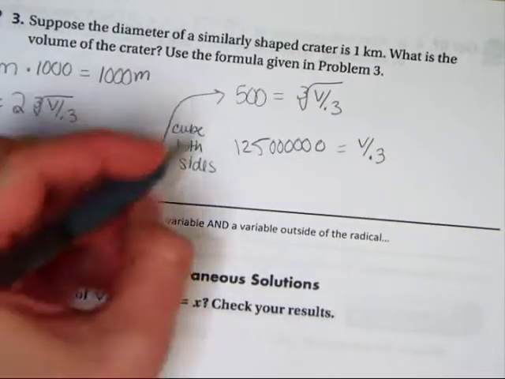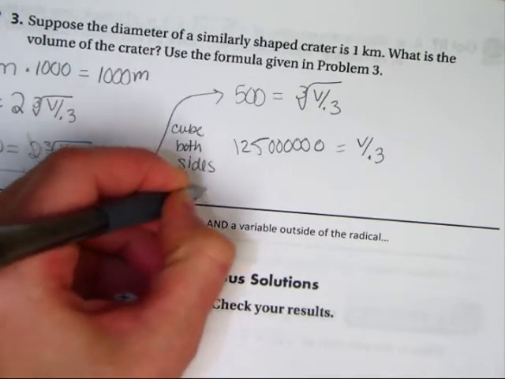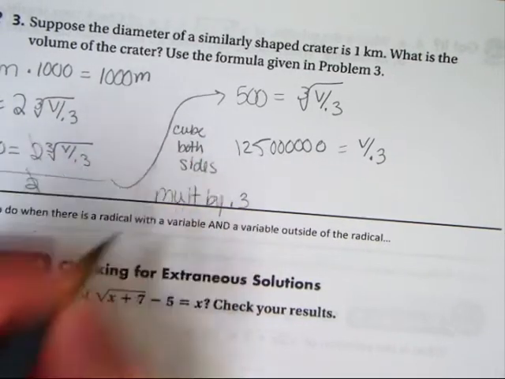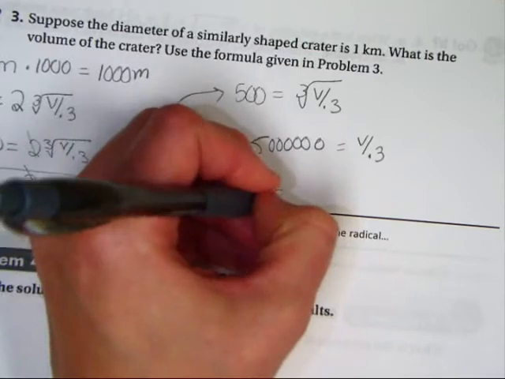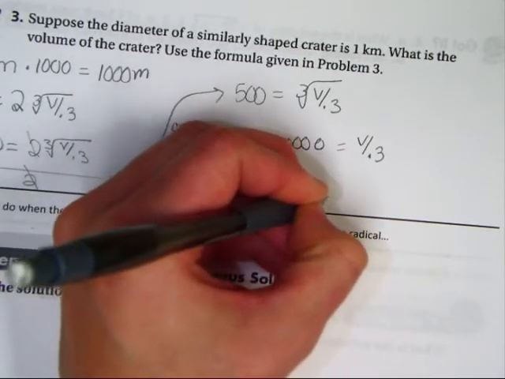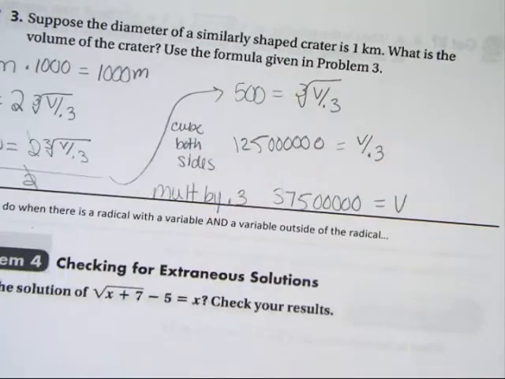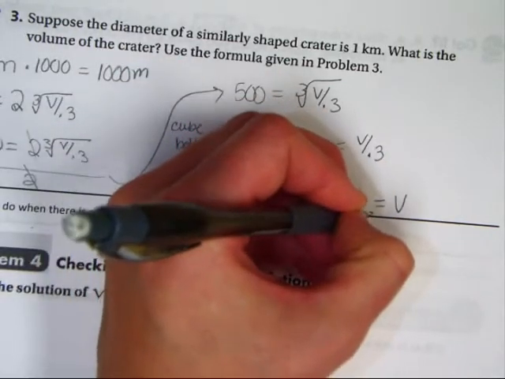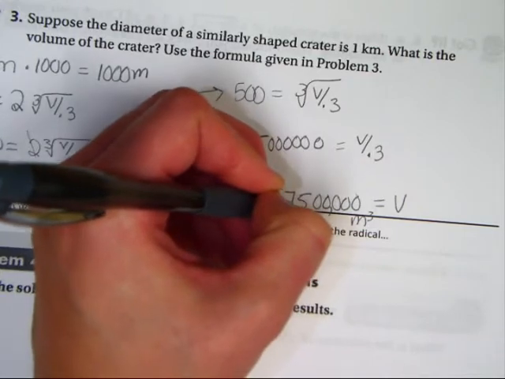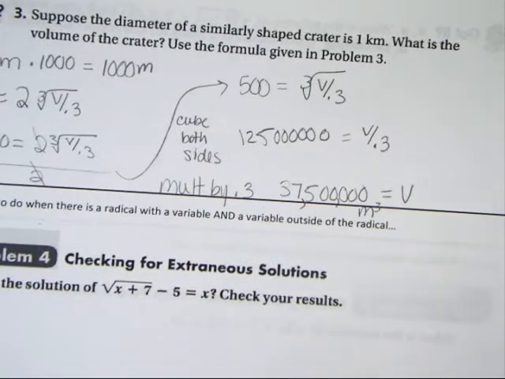And then you need to multiply by 0.3. And you'll get 375 with 5 zeros. And remember, this is in cubic meters for volume. So there you have the volume of the crater.